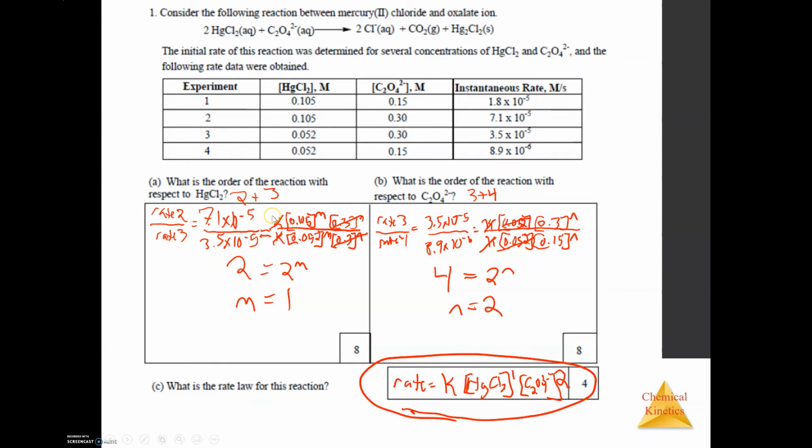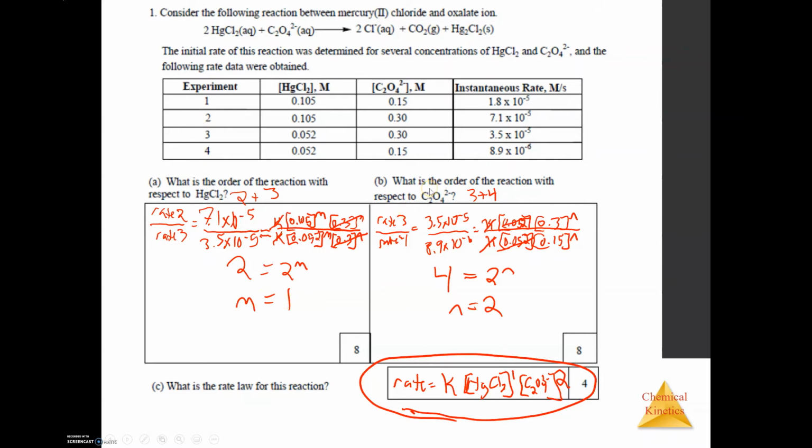So I go through the same process as I talked about in the previous document, where you have to set up the rates. I set the bigger over smaller, and I solve for the order of reaction, which in this case is M. And so M is found to be first order.